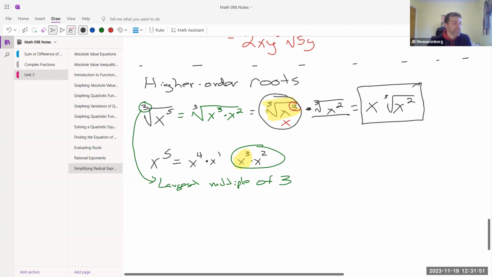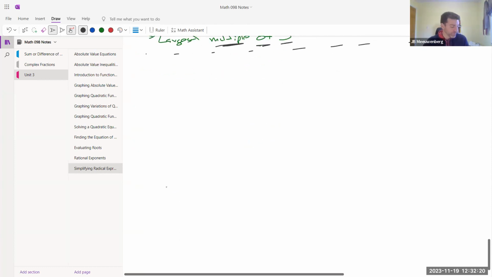Again, the cube root of x to the fifth. We found this x to the third inside of it. We took its cube root, which was x. We put that out front. We left the cube root of x squared on the inside. So what we're going to be doing then is always looking for, with exponents, the largest possible multiple of whatever that root is. Let's try another one of the cubes.